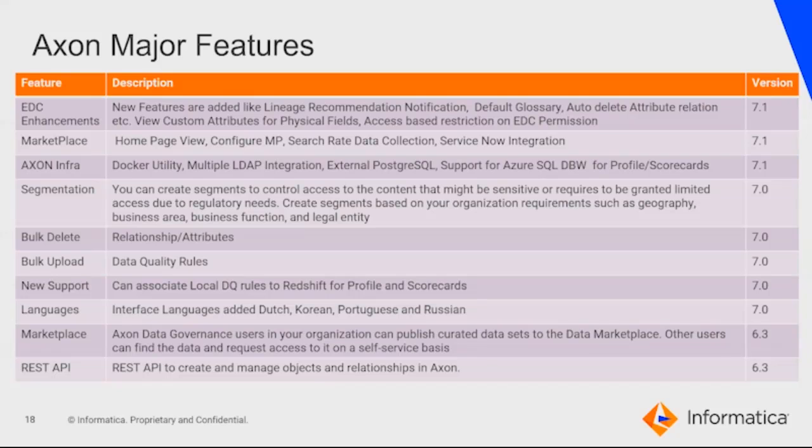If you're installing or deploying your Axon environment in AWS cloud, you will be able to have a Postgres RDS within AWS environment. And support for Azure SQL Data Warehouse profiles and scorecard has been added in 7.1.